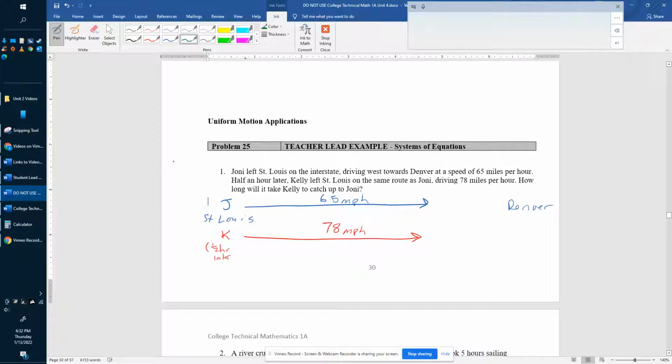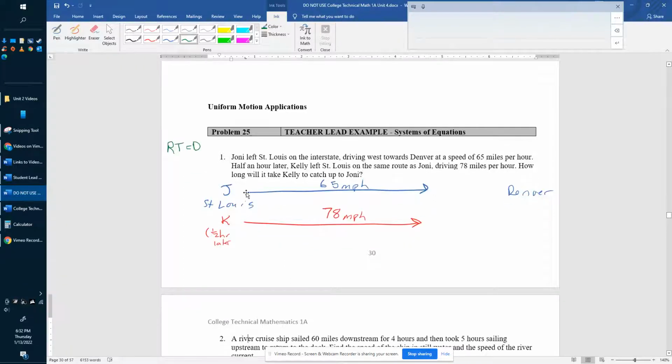So we know that rate times time equals distance. We have rate. We're looking for time. It's saying how long will it take? So what's our distance then? Well, we don't know that either. So why don't we write out some equations for now, just with what we know. So we know the rate is 65 times time, we don't know what that is, equals some distance.